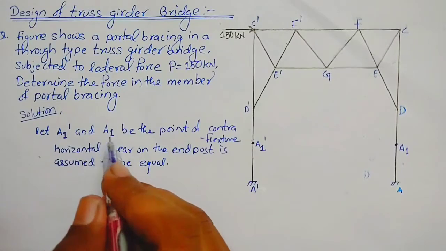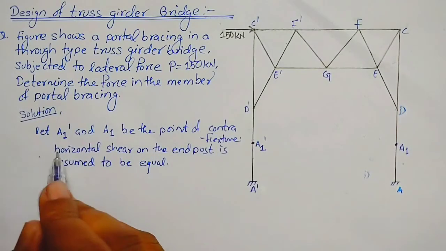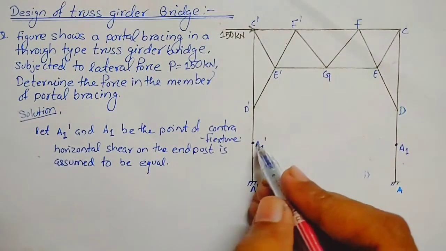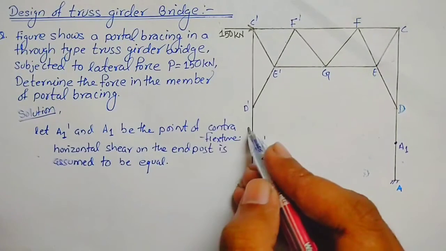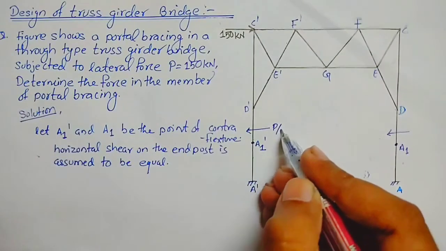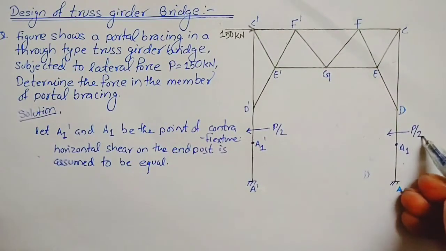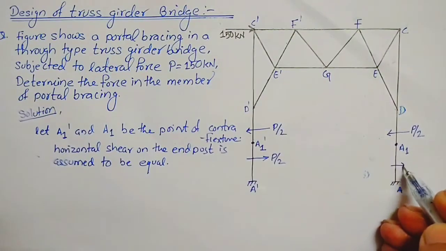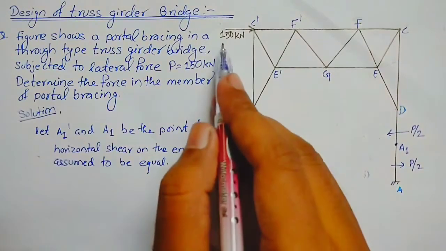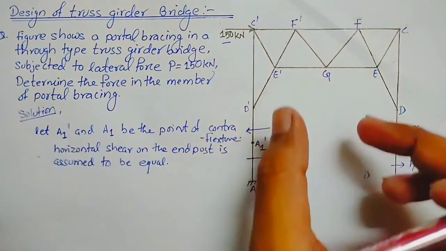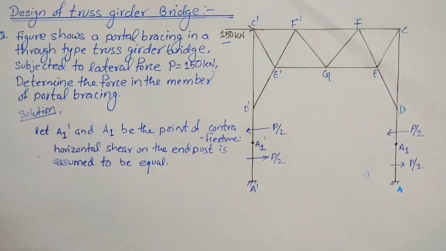So here are two assumptions. First one is A1 dash and A1 be the points of contraflexure, and the second one is the horizontal force on the end post is assumed equal, and the horizontal force means the force on this member. This force is P by 2, also this force is P by 2, and this force is P by 2, and this force is P by 2, and P is our 150 kilonewton. And guys, here the spans of the members are missing, so let me plot the span of each and every member first, and then we will proceed further.